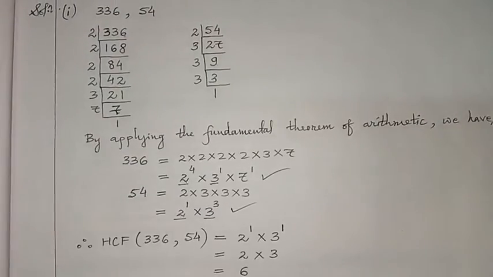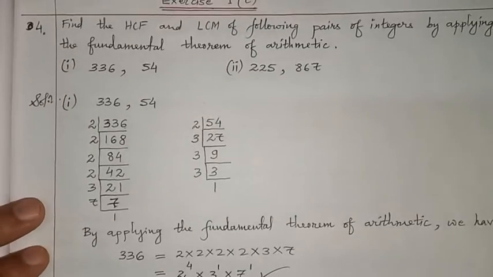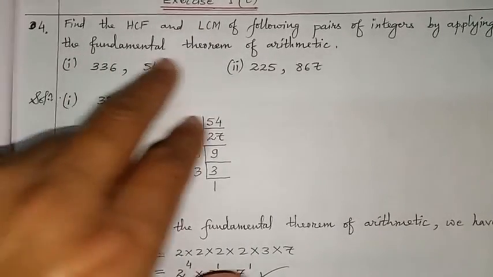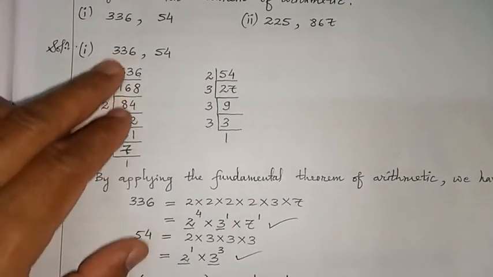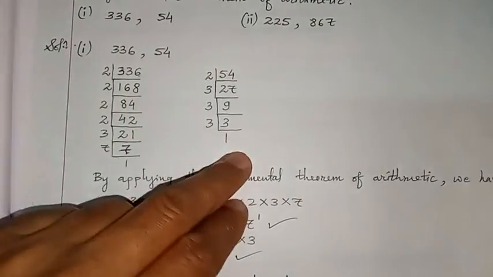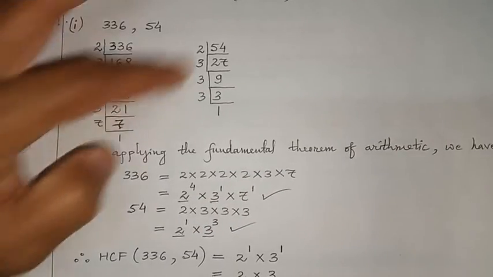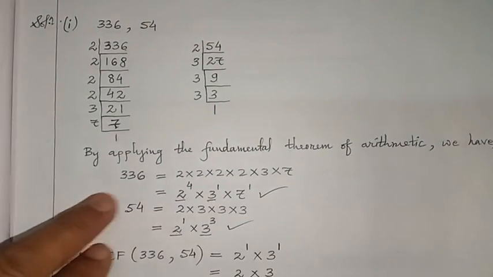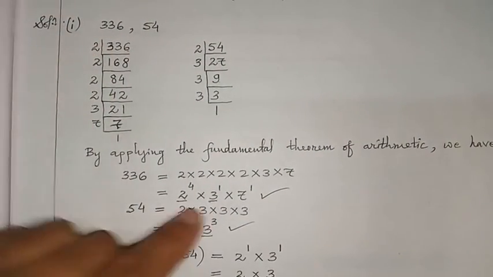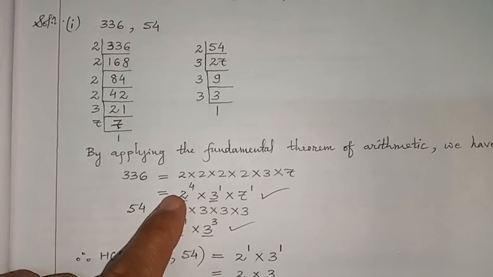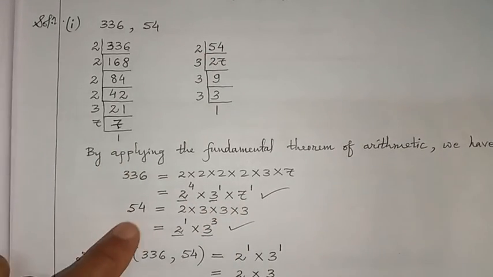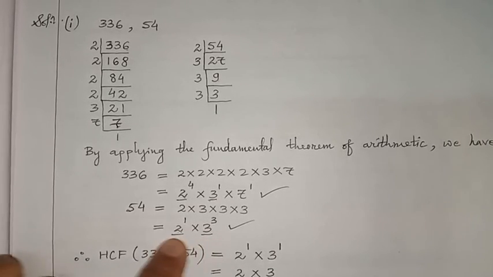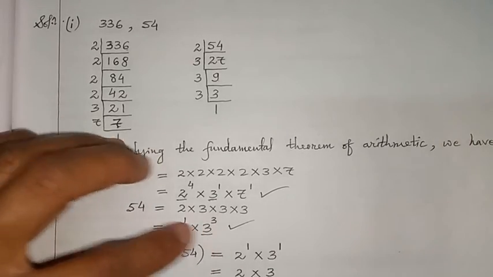numbers is 6. So let me quickly tell you what we have done. The question asks us to find the HCF of these two given numbers by applying the fundamental theorem of arithmetic. So first we did the prime factorization of these two given numbers. Then we found the prime factorization of 336 as a product of all these numbers, and we write it in power form, in ascending order, smaller to bigger. For 54 also we write the product in this way, and then in power notation, exponential form, in ascending order.